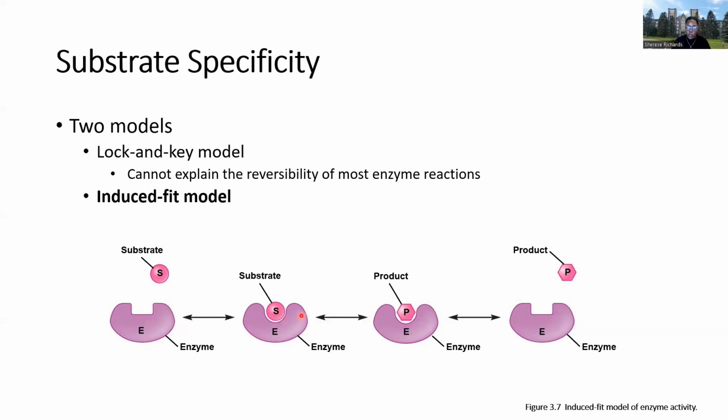And then the reaction will proceed, the products will be produced, and then they will be given off. Now, the product on the other end here will also not look exactly like the binding site, but again, if it gets close enough in proximity, it will actually induce a fit by changing the configuration of the enzyme such that it will actually fit, and then the reaction can proceed in the reverse direction. So the second model, the induced fit model, is much better at explaining the forward and reverse nature of reactions.